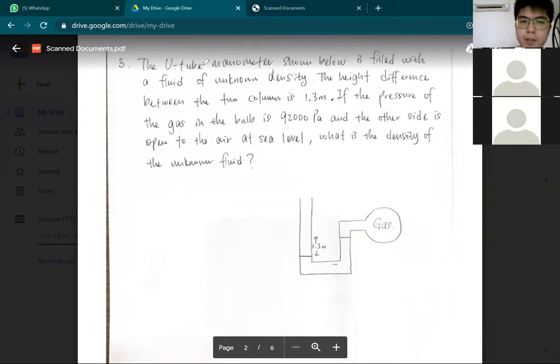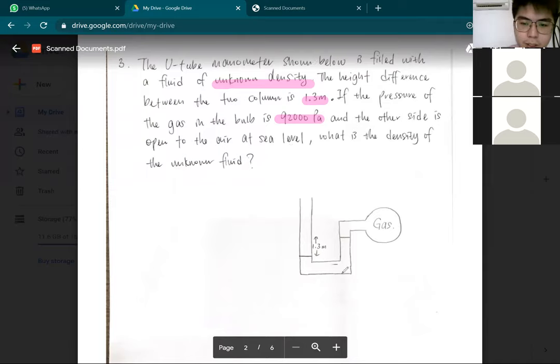The U-tube manometer shown below is filled with a fluid of unknown density. The height difference between the two columns is 1.3 meter. If the pressure of the gas in the bulb is 92,000 and the other side is open to the air at sea level, what is the density of the unknown fluid?